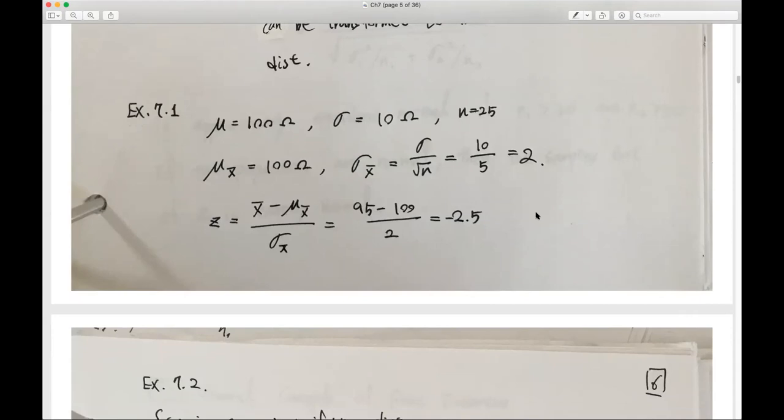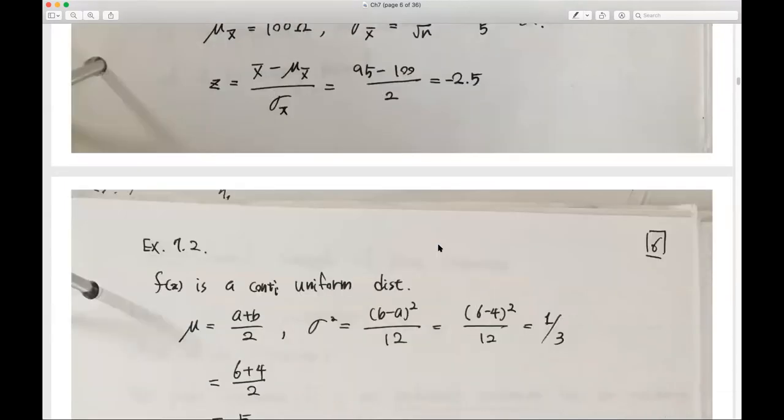And then we can also find out the probability that we're going to get a sample mean of 95 in the sampling distribution of this sample mean. So this is how to calculate this, right? Once you figure out mu x bar and sigma x bar, you can use a calculator to figure out the probability that we get a 95 sample mean.